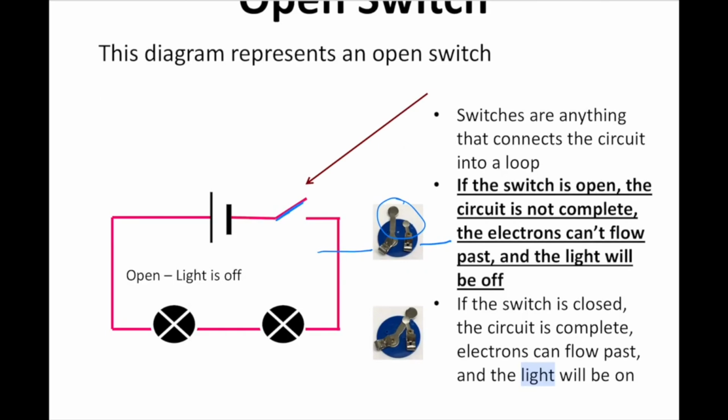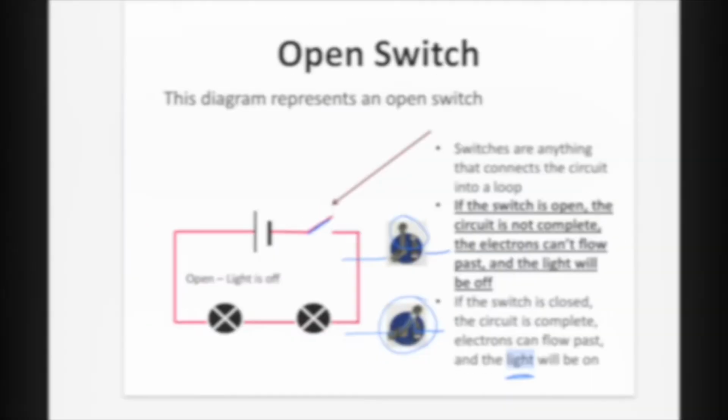Now, if the switch is closed, like we have in this bottom picture, the circuit is complete because electrons can flow past and the light will be on. The wire will come in here, the electricity will flow up there, here, and go back out the other side. So the circuit is complete.